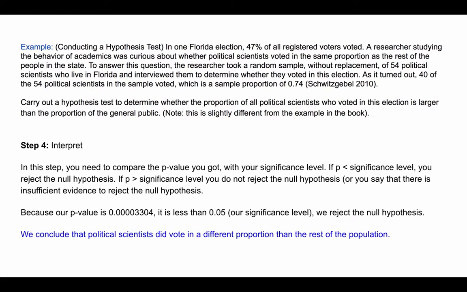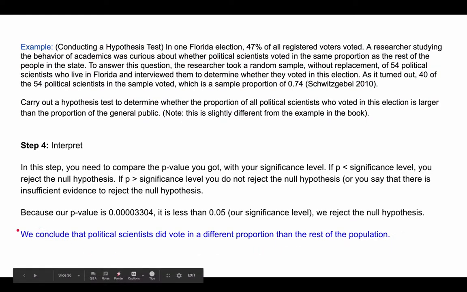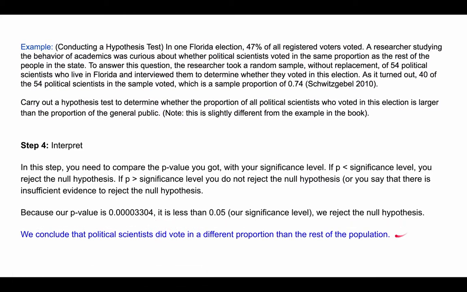Let's pause for a second. Okay, I actually just misread that line, so you'll have to pretend you didn't hear that. We conclude that the political scientists did vote in a different proportion than the rest of the population. I thought I wrote the wrong thing for a second there.